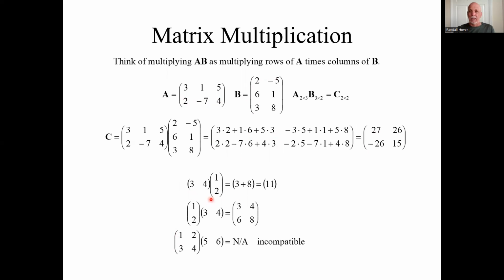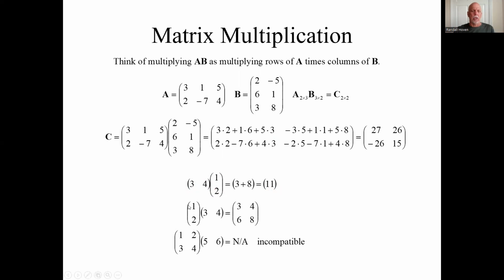First, things might not even look like you can multiply. You have to check it out, make sure the sizes match. Here, I've got a 1 by 2, and then a 2 by 1. They're compatible, and the result is going to be a 1 by 1 matrix. 3 plus 8 is 11.